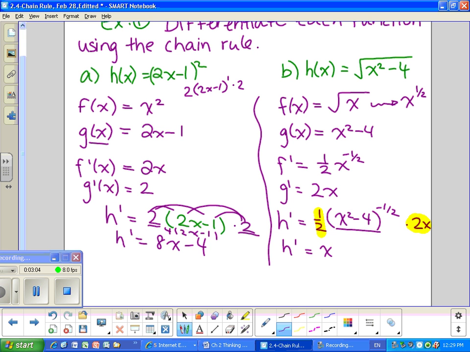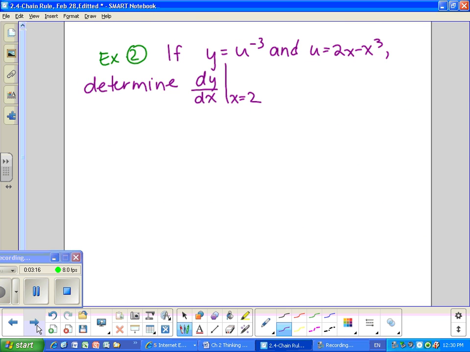And then we have this here where we have something with a negative exponent. What do we do with that? Move it down. And there's your answer.